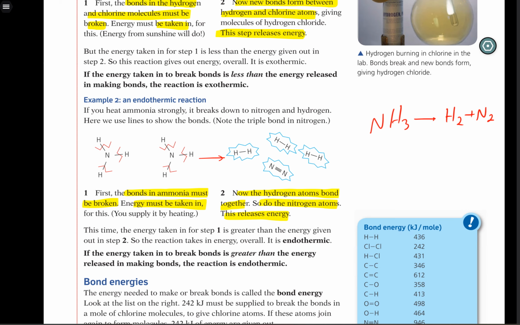So you can see in any chemical reaction, we can consider two steps. In the first step, the bonds between the reactants are being broken. In the second step, after the atoms are rearranged, the new bonds form. The first step needs the energy. The second step releases the energy.